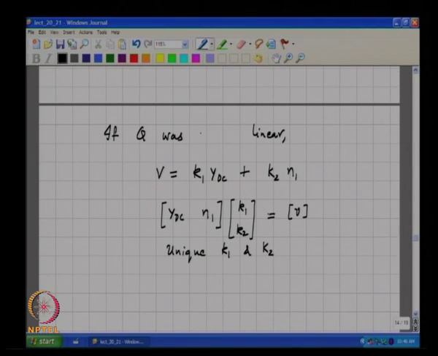If q is not linear, then what do you think will happen? You cannot get, I mean v will not be identically equal to k1 times y dc plus k2 times n1, there will also be some error, correct. All right. Now, the question is, what is my best approximation of this system to a linear one?